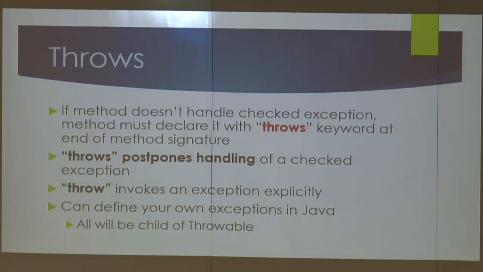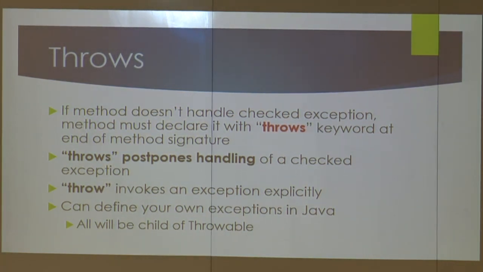And then throws is an alternative to a try-catch block. So if a method doesn't handle a checked exception, which means that it doesn't have that try-catch block to handle it, the method needs to be declared with the throws keyword at the end of the signature. And the throws keyword is again going to include the type of exception that it's going to be dealing with.